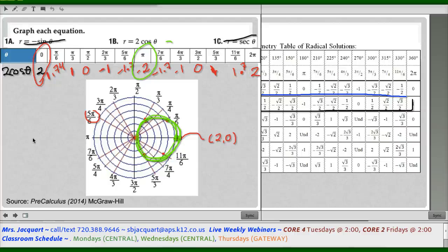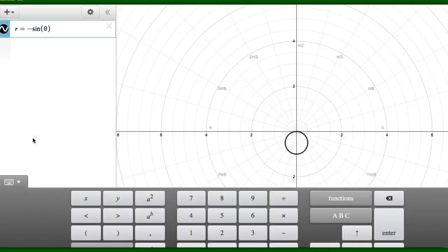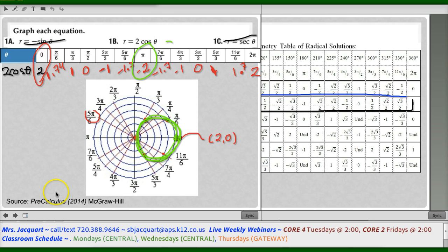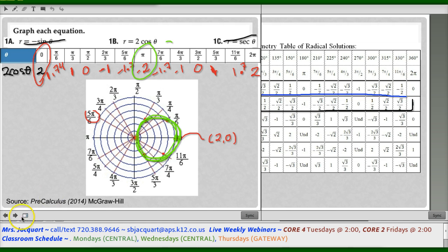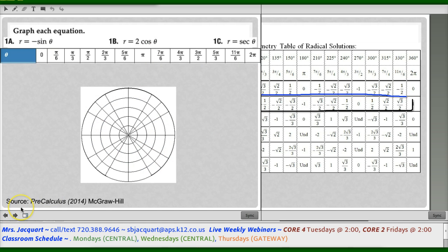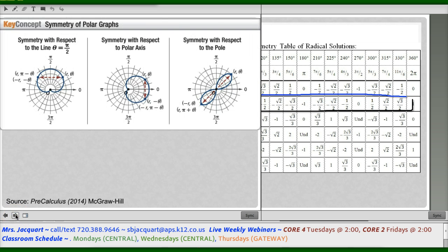So let's go to Desmos.com and graph that, 2 cosine theta. Yay, I got it right! All right, so that's how you do that. You just use the chart and you can fill it in. It's kind of fun. Also, just you going to Desmos.com is kind of fun too. So let's go on to the next stuff.